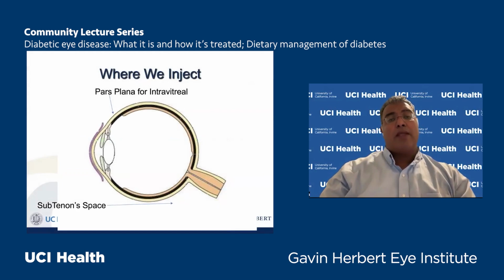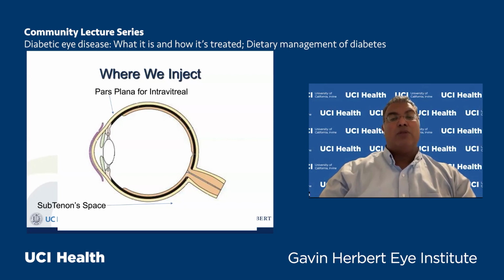So to treat diabetic macular edema, we'll often inject medications in the eye. The place we inject is through the pars plana for intravitreal injections, and sometimes we'll inject underneath or above the eye in something called the subtenon space. This is through the conjunctiva, or the wrapping of the eye, and we'll go across that area either around the eye or through the pars plana into the eye, into the vitreous cavity.